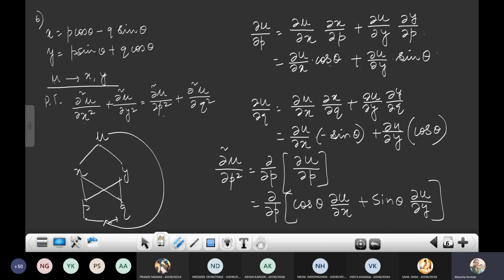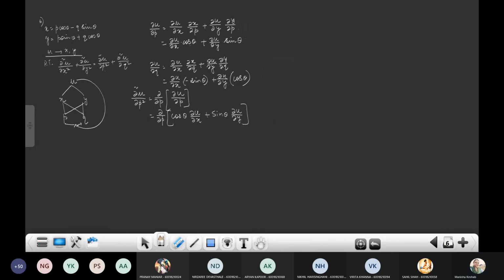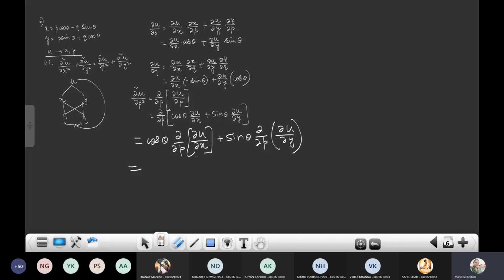Okay, now let's see here. Okay, so now cos theta जो है, ये cos theta तो constant है, तो cos theta बाहर आ गया. ठीक है. So what we will get now, del del p of del u del x, और यहाँ पे हमें मिला sin theta into del del p of del u del y. Now the question is, what will be this del u del x with respect to p? वो क्या होगा?